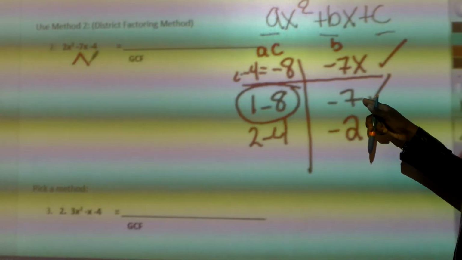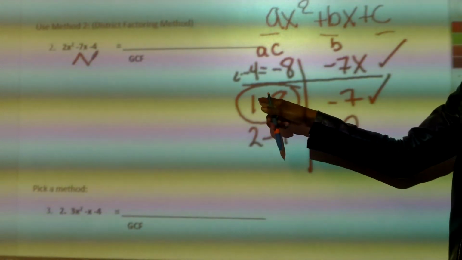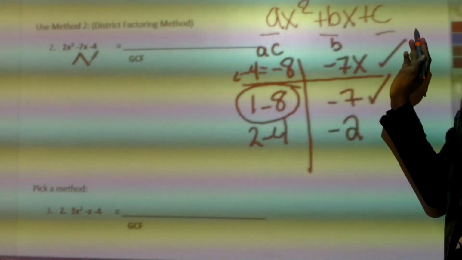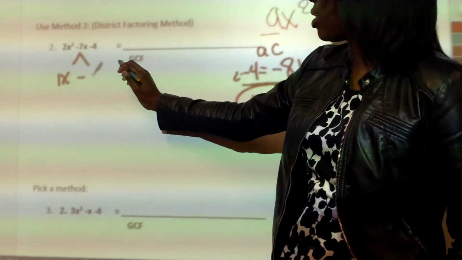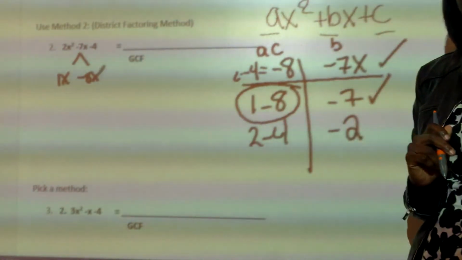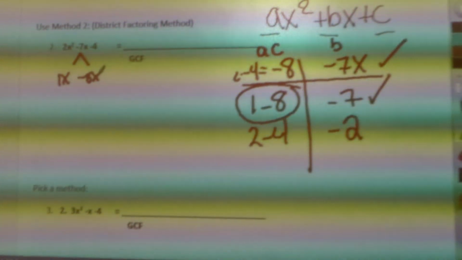So we know the only way we're going to get negative 7 is by having a negative 8 and a positive 1. It's the only way. So we have 1x and negative 8x. Then what was the next step?